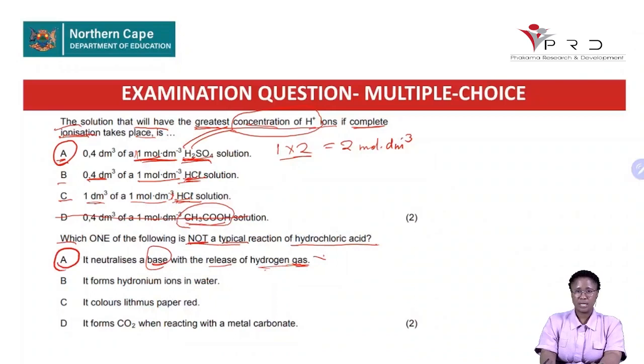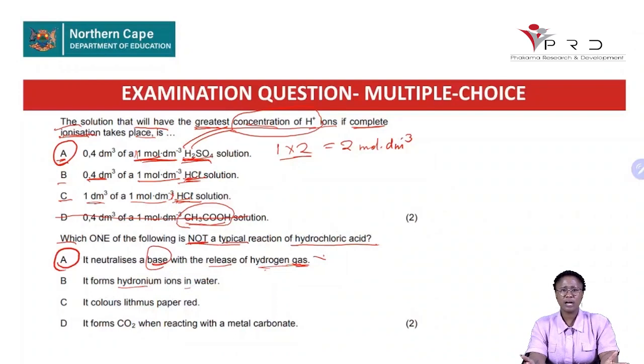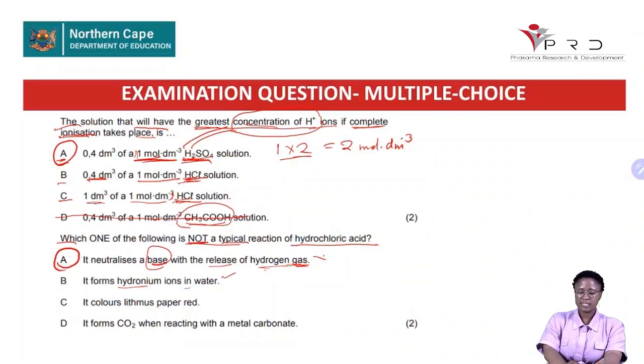Let us check why B is not correct. It forms hydronium ions in water. Yes, hydrochloric acid is a strong acid. When it reacts with water in the solution, it is going to form hydronium ions, which is H3O plus. So this one is correct. This is a typical reaction of hydrochloric acid.